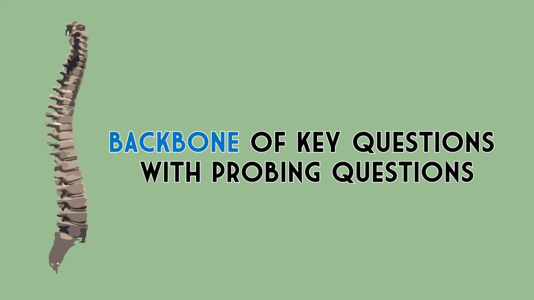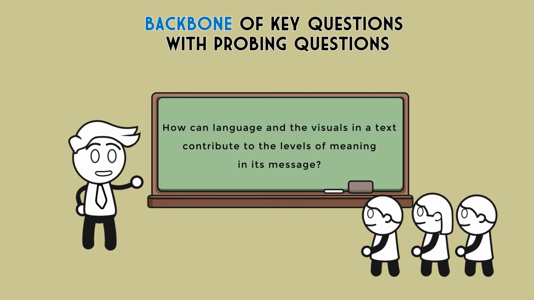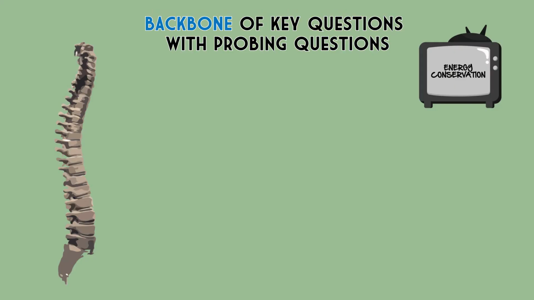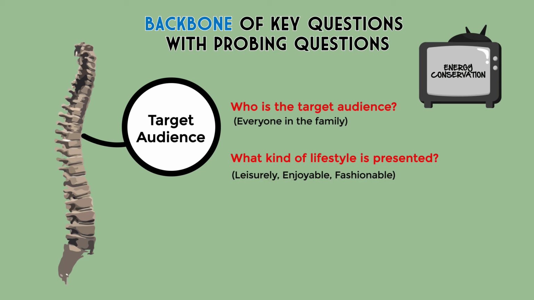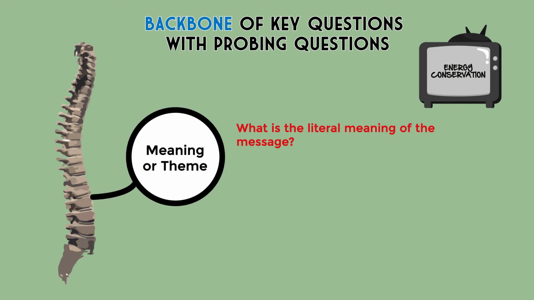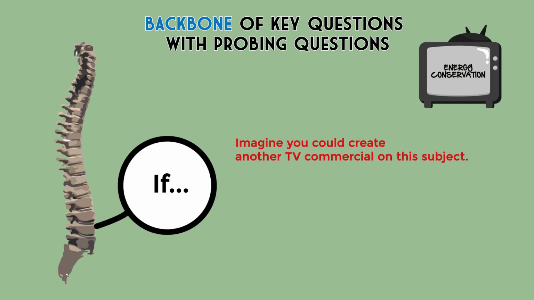For example, imagine you're engaging students in a discussion on how language and the visuals in a text contribute to the levels of meaning in its message. Imagine the text is a public service television commercial to encourage energy conservation. You could use a questioning sequence that is built on a series of key questions together with relevant probing questions. The target audience of the TV commercial, the persuasive techniques used, the literal and underlying meanings of the message, and how the TV commercial could be done differently.